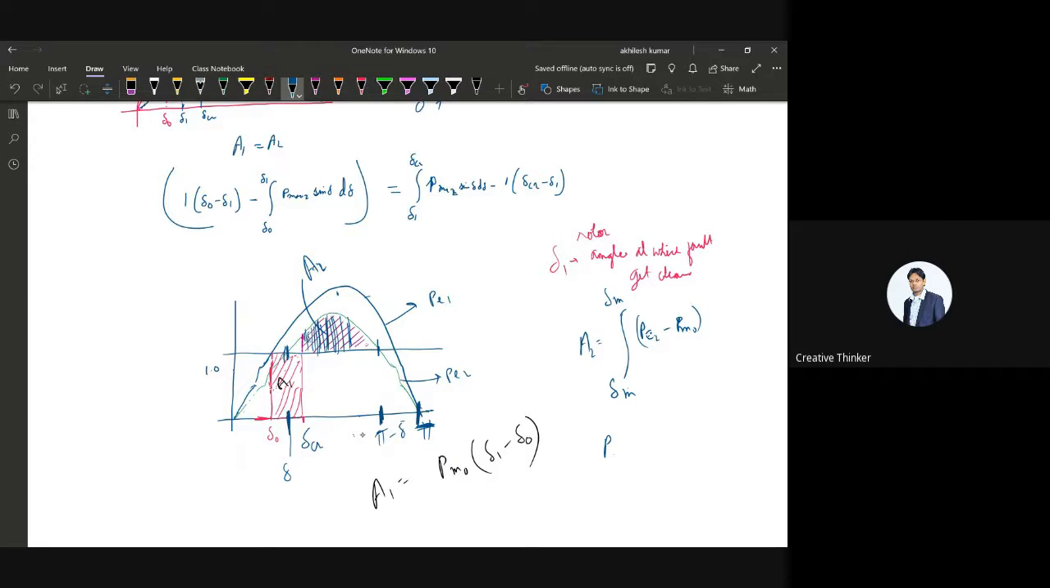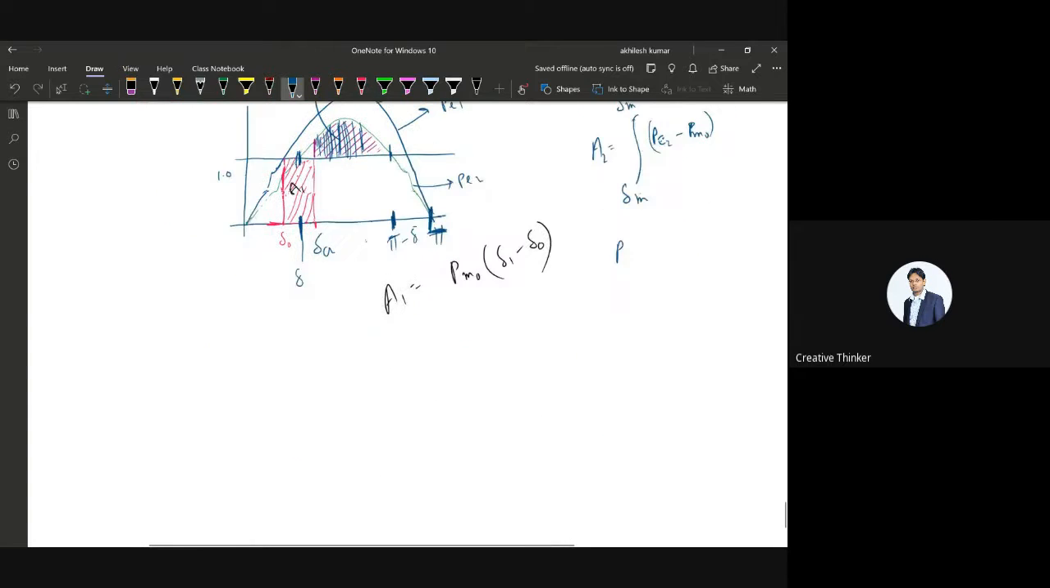So we just have to find this point, delta CR. Again we will equate this angle, A1 is equal to A2. So what will be the A1? Now A1 will be Pm naught times delta CR minus delta naught.